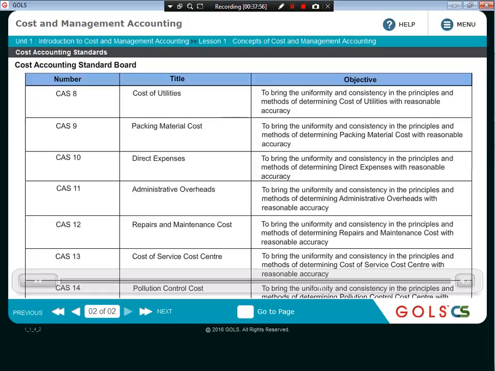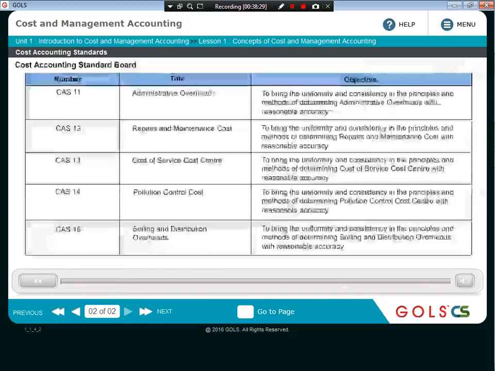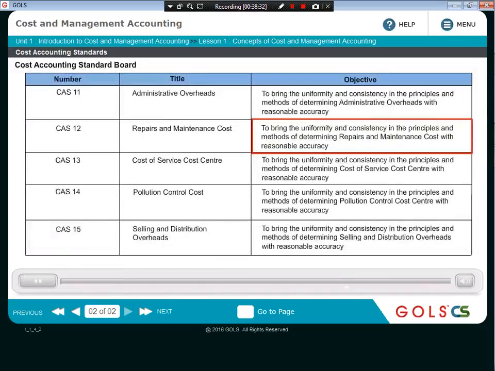So over here the objective is the same. If you refer to the objective, it is to bring uniformity and consistency in the principles and methods of determining the cost of utilities with reasonable accuracy. Cost accounting standard 10 is in relation to direct expenses. As we have seen, what is the meaning of direct expenses? Similarly, cost accounting standard 11 is office and administration overheads. Cost accounting standard 12 is in relation to the repairs and maintenance cost which is incurred in an organization for the purpose of repairs of machinery, equipment, etc. Again, the objective in relation to this is the same, to bring uniformity and consistency in principles and methods for determining the cost with reasonable accuracy.